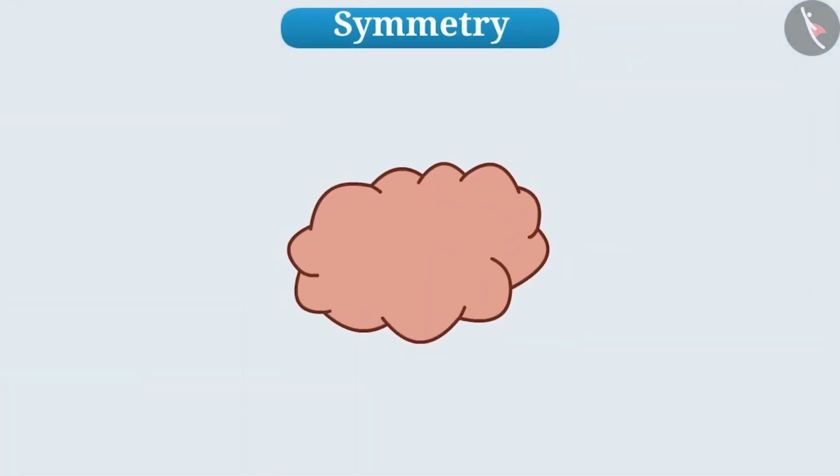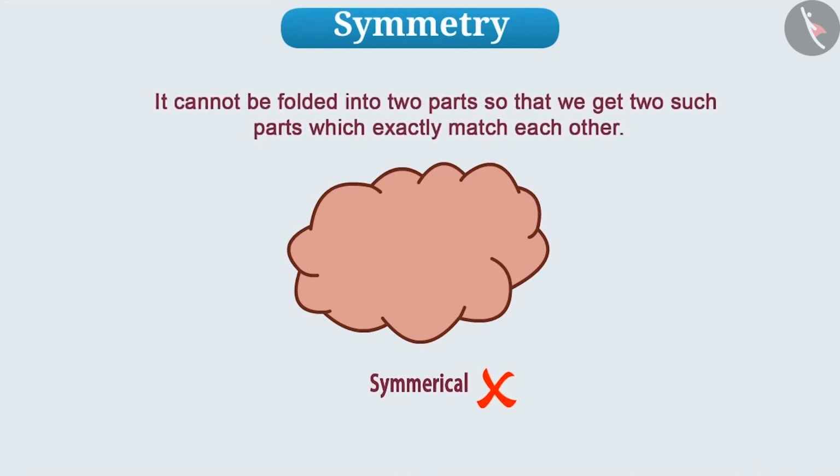Now look at this shape. Is this shape symmetrical? Give it a thought. Absolutely right. It is not a symmetric shape. This is because we cannot in any way bend it into two parts so that we get two such parts which exactly match each other.